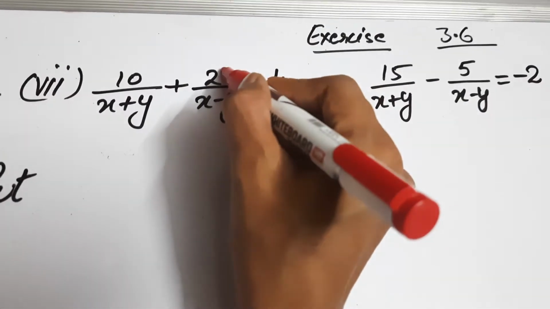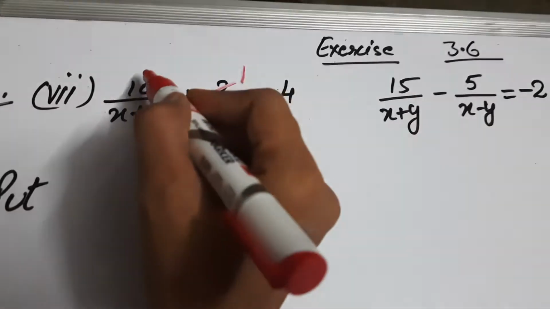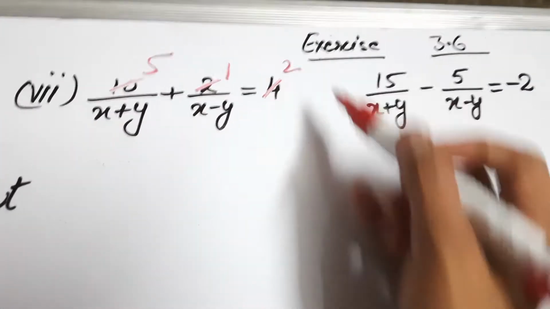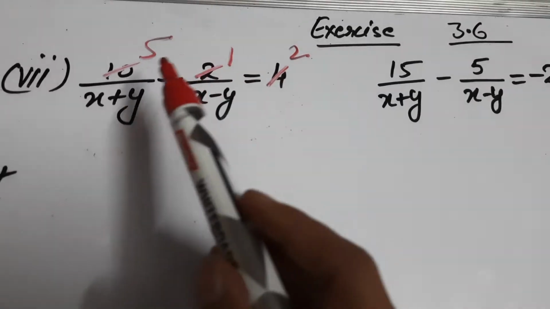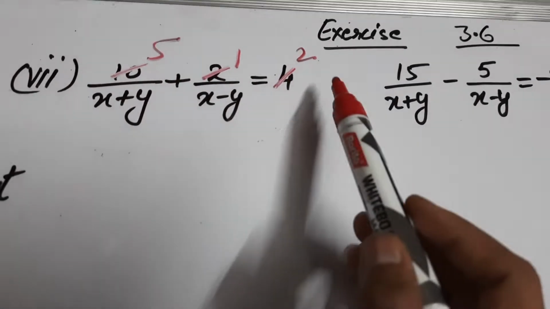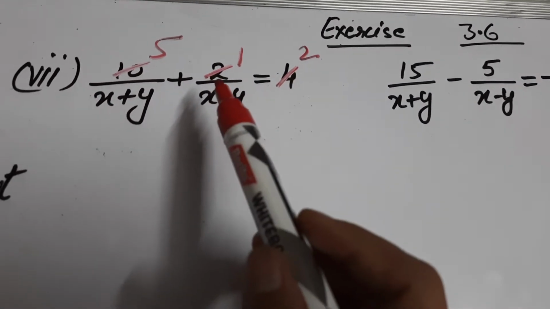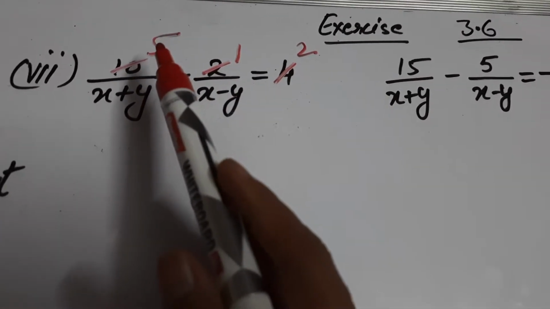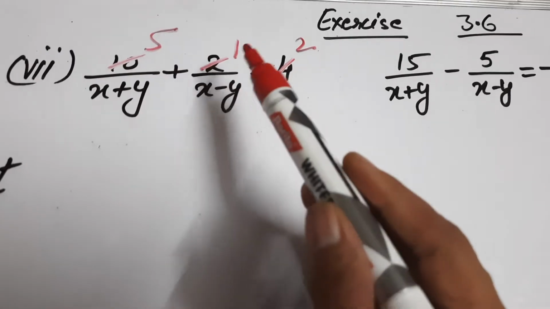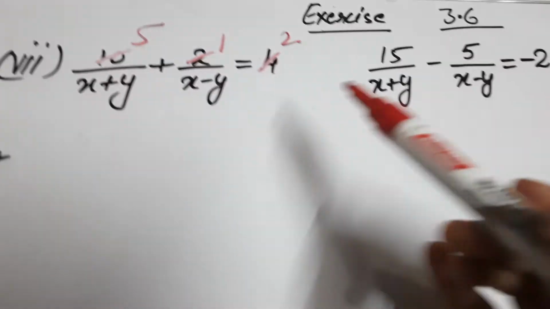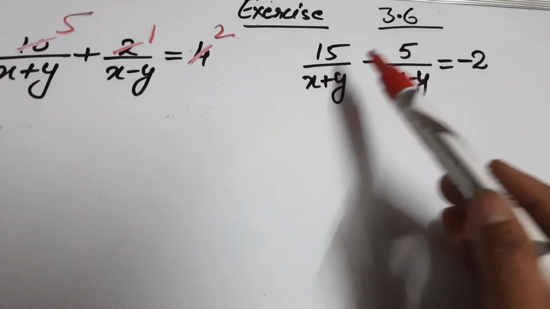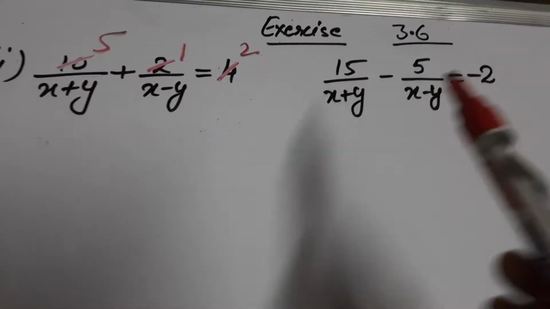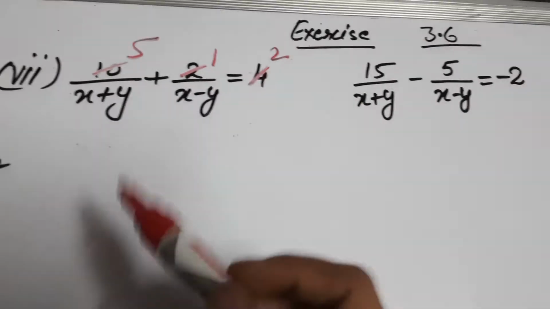So if we reduce, it will become 2 1s are 2, 2 5s are 10, and 2 2s are 4. Remember, whenever you reduce, you have to reduce each and every term of the equation, whether the term is on left hand side or on right hand side. So the new equation has become 5 by x plus y plus 1 by x minus y is equal to 2. Here these two are multiples of 5, but 2 is not the multiple of 5, so we can't reduce them, right? Now let us compare the two equations.